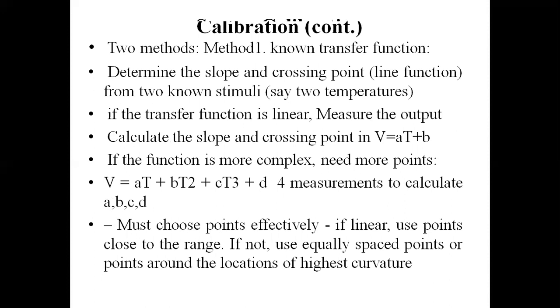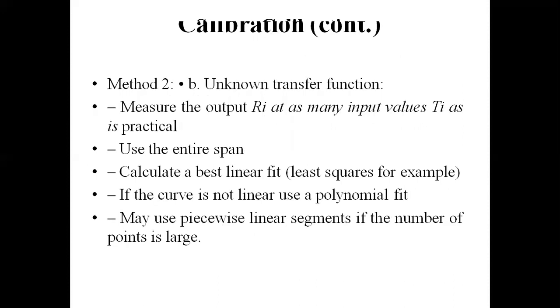Suppose the function is more complex, so we have V = AT + BT^2 + CT^3 + DT^4, where the coefficients A, B, C are to be calculated. Apart from that, we have to choose the points effectively. If linear, use points close to the range. If not linear, we have to use equally spaced points around the locations of highest correlation. So this is when we know the transfer function.